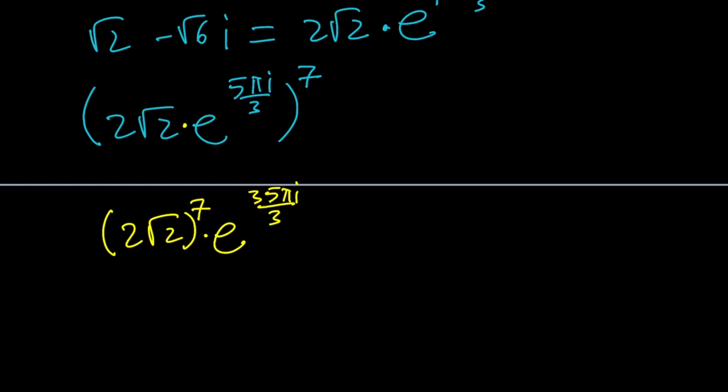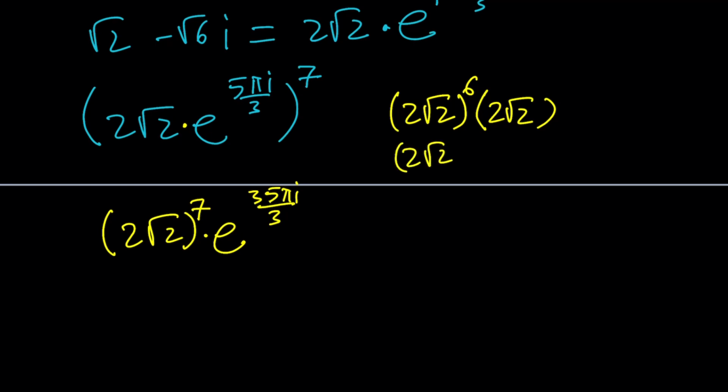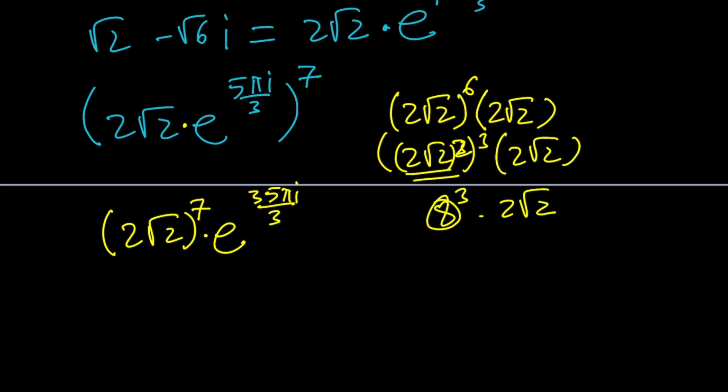So here's what I'm thinking. I'll take 2 root 2 and raise it to the 6th power, and then multiply it by itself so that it becomes the 7th power. But what is 2 root 2 to the 6th power? I'll just square the 2 root 2, and then cube it, and then multiply by 2 root 2. If you square 2 root 2, you're going to get 8. So that's going to be 8 to the 3rd power times 2 root 2. But 8 to the 3rd power is the same as 2 to the 9th power, which multiplied by 2 is going to give you 2 to the 10th power. In other words, this is going to be 1024 root 2.